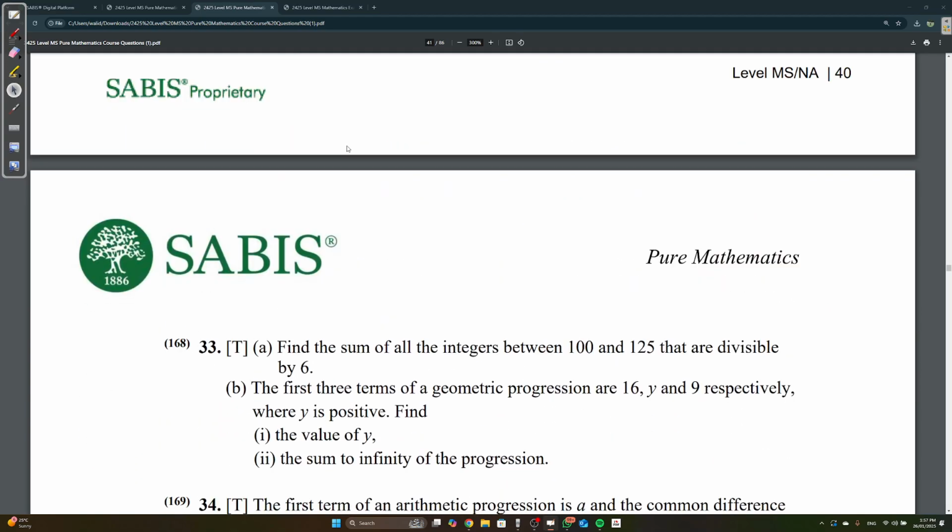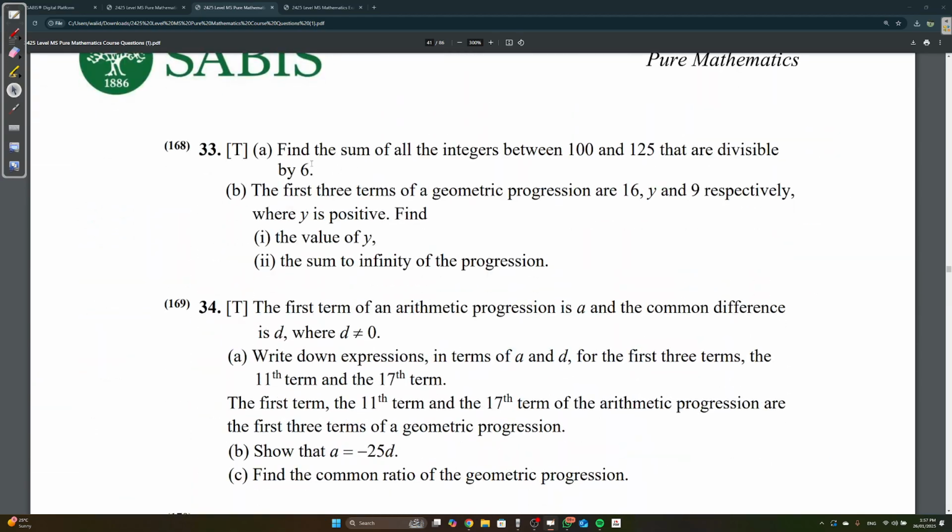Question 33. By the way, please, if you're solving any question in your written part, make sure to write down your formula, okay? Please. Find the sum of all the integers between 100 and 125 that are divisible by 6.